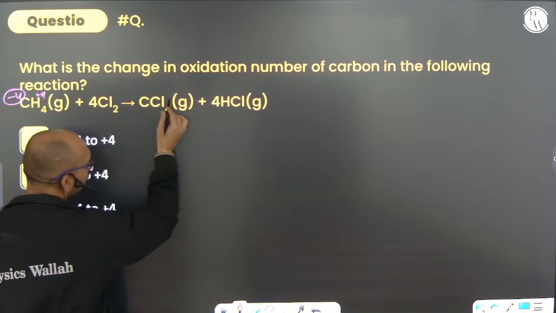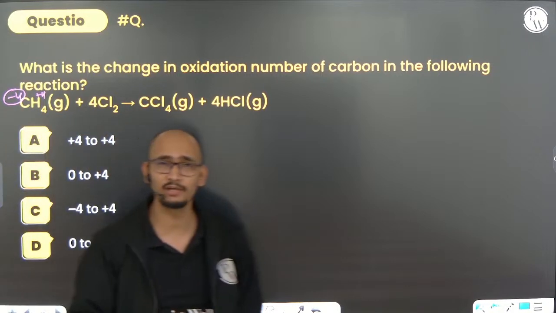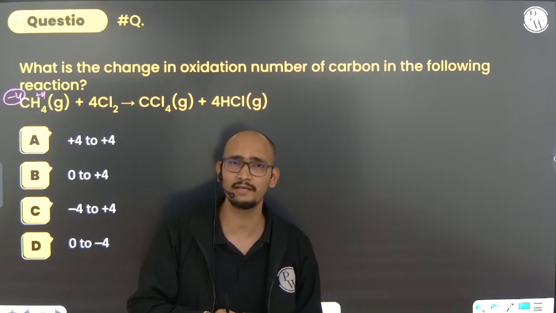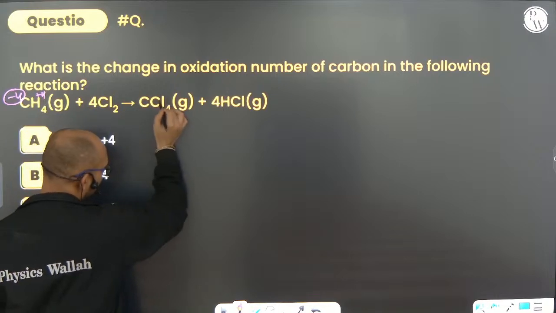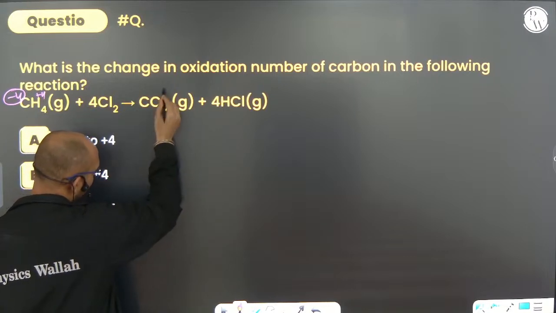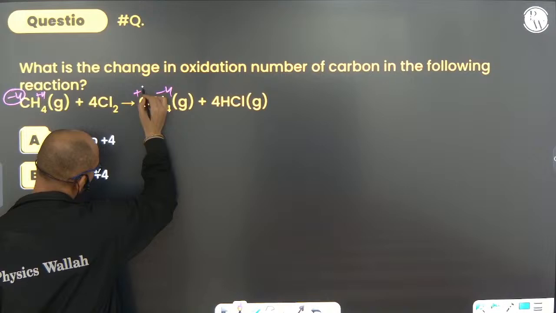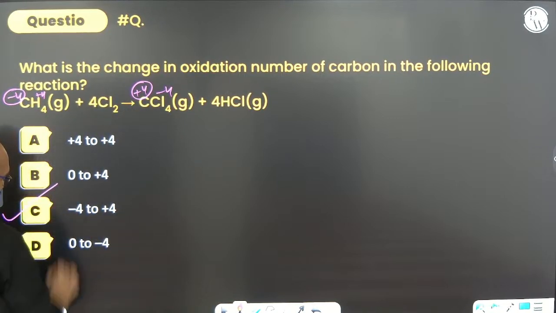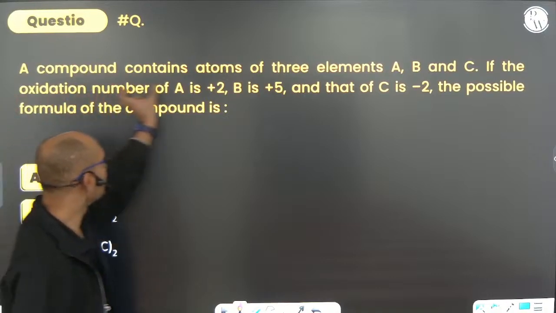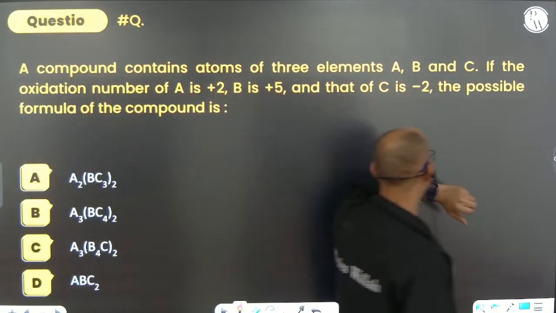CCl4. Now which is more electronegative, carbon or chlorine? Carbon has electronegativity 2.5, while chlorine has almost 3, basically 3. Chlorine is more electronegative, so it is -4 in total, and carbon will have +4. Going from -4 to +4, how much is the change? It is 8.